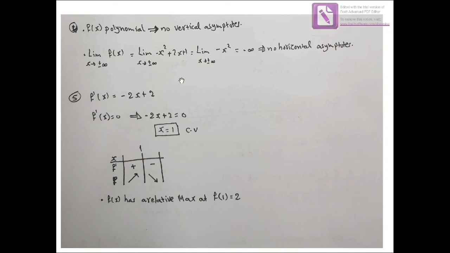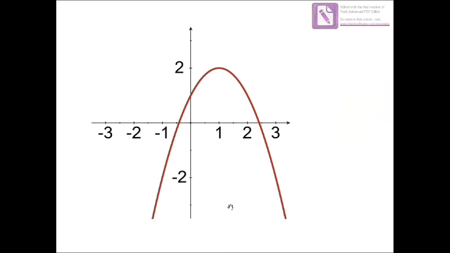Now for the relative maximum, we have it at the point (1, 2), so we need here at the point (1, 2) a relative maximum. So you have these 4 points. You have here the relative maximum, you have this one, you have this one. Then you just need to connect through these 4 points and you will get this is the shape of our function f(x).